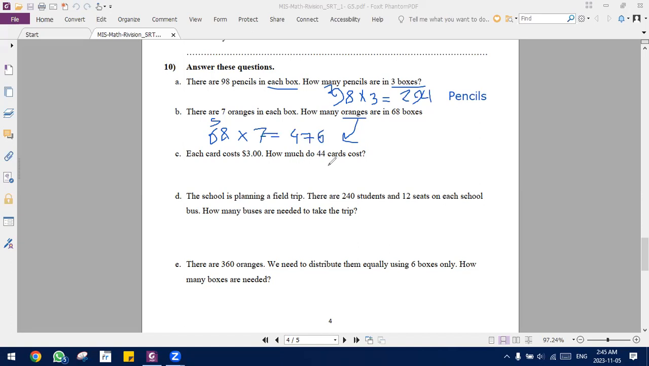Okay. Now, question C, it says each card costs $3. How much do 44 cards cost? So we do 44 times the 3. 4 times the 3 is 12. 2, we carry 1. 4 times the 3 is 12. And 1, it's 132. Again, the unit. They said, how much do 44 cards cost? So $132.